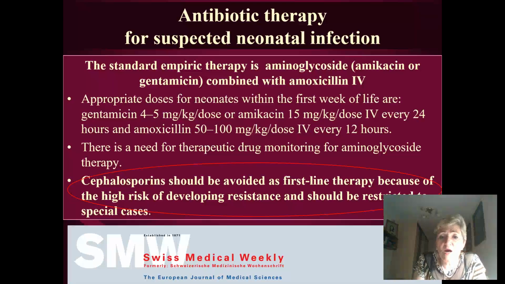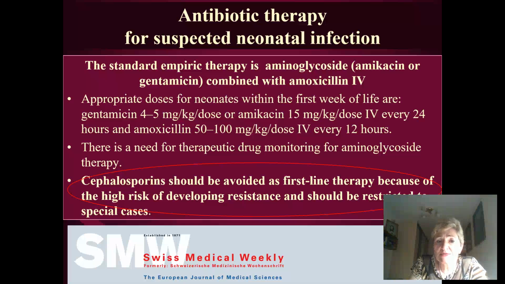What must we know about antibiotic therapy? The standard empiric therapy is aminoglycosides, amikacin or gentamicin, combined with amoxicillin. You must remember about cephalosporin. Cephalosporin should be avoided as first line therapy because of the high risk of developing resistance, and should be reserved for special cases.